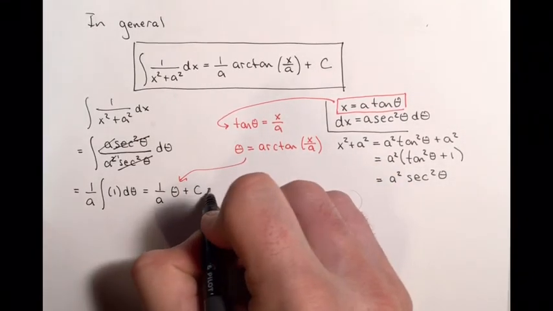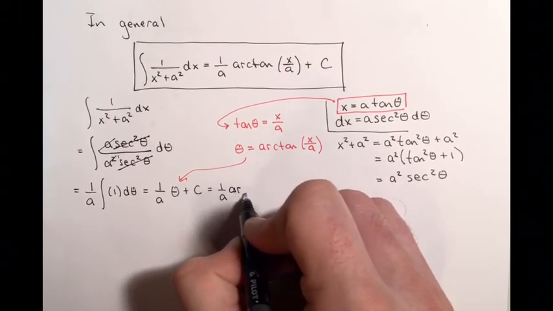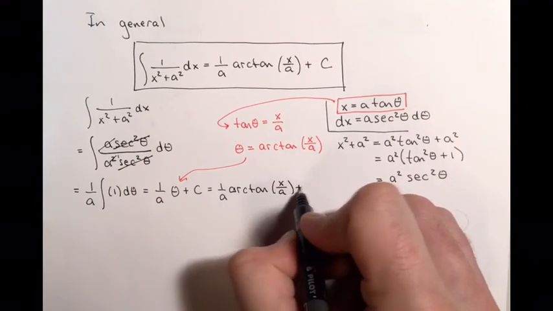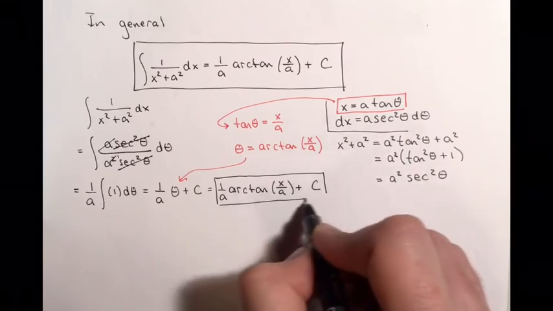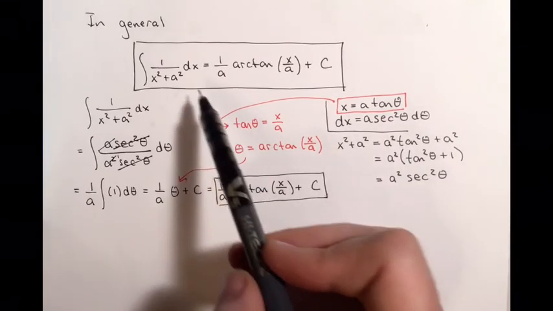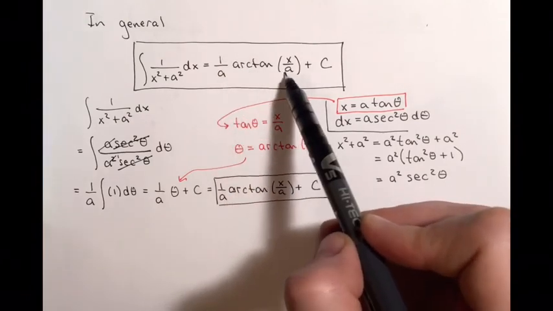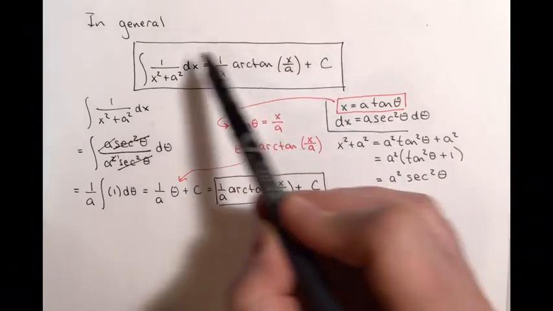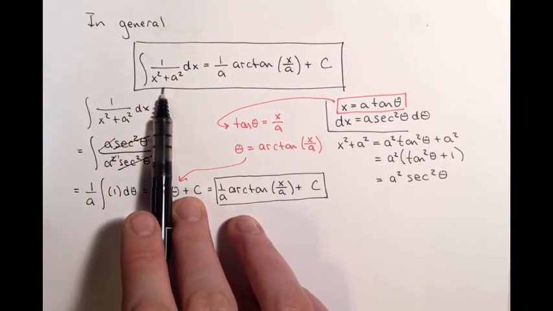So we end up getting, for our final answer, 1 over a arctan x over a. Put in the plus c, and that is exactly what we wanted. And that is why the antiderivative of 1 over x squared plus a squared is always 1 over a arctan x over a plus c. And from now on, we'll be using that rule every time we run into these irreducible quadratics from case 3.